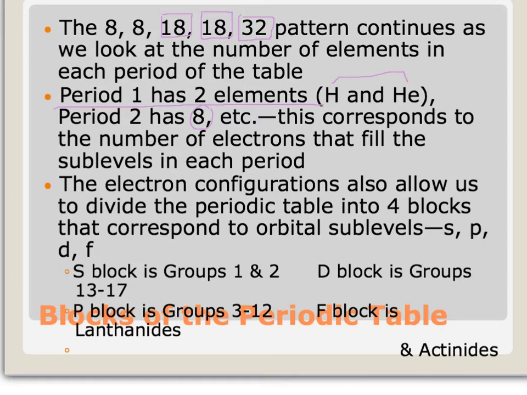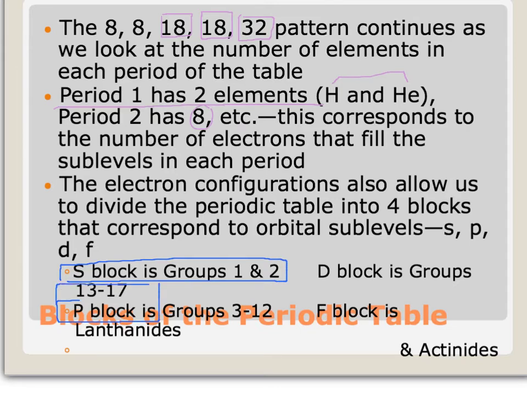Another interesting thing about the periods within the table is that it allows us to sort the periodic table into the 4 blocks that exist within orbital sublevels. So my apologies for the text overlap here. I'm not too sure what happened with my font conversion, but the S block is groups 1 and 2. So the first 2 groups on the left side of the periodic table, the first 2 columns, fill the S block of orbitals.